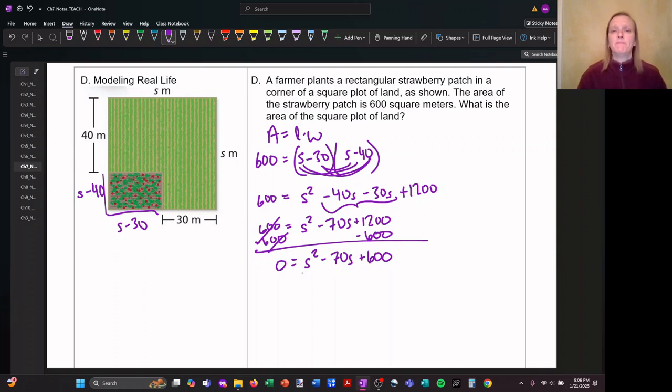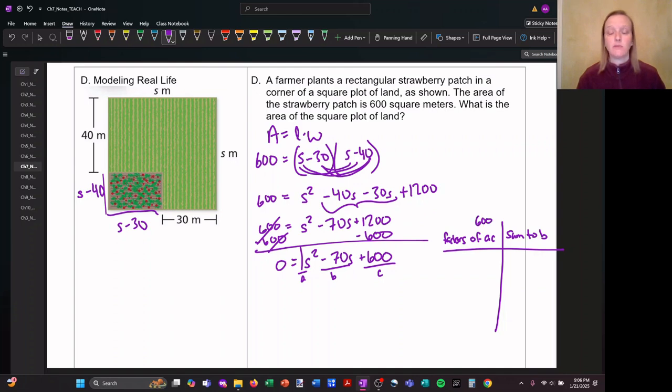So how do I do that? Let's see, there's no lead coefficient. I want to think of factors of AC that sum to B. Well, what is AC? A is 1, B is negative 70, and C is 600. So 1 times 600 is 600. I need factors of the number 600 that add up to negative 70.